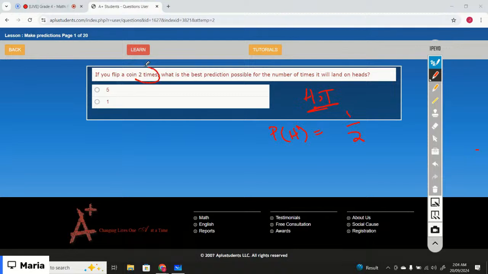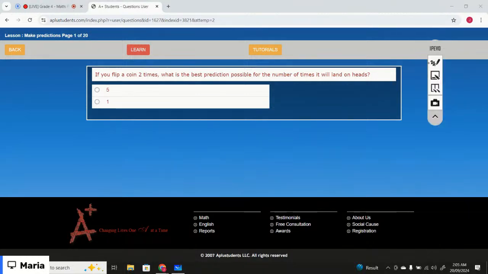Now you flip that coin 2 times. So you have to do 1 by 2 of 2. You have to do 1 by 2 times 2. 2 and 2 cancel out. You are left with 1. That means if you flip the coin 2 times, the best prediction possible for the number of times it will land on head is 1 time. The correct option is option number 2, right? That means you have only one possibility.